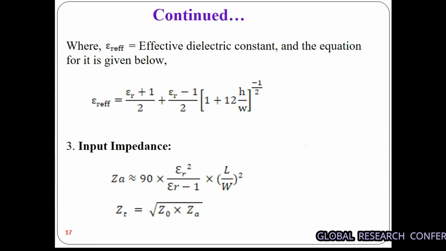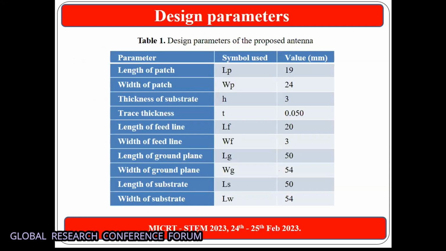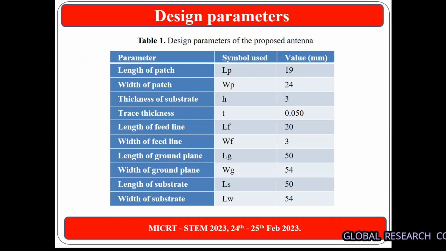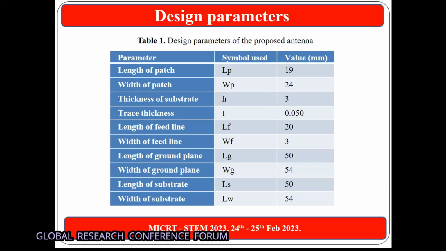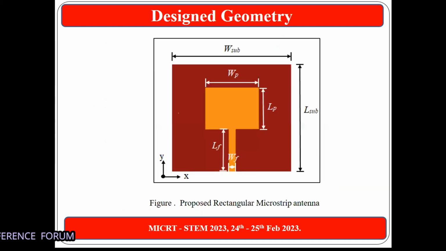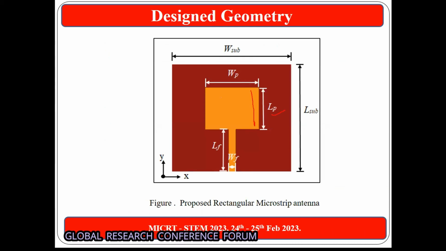Then input impedance is calculated by using the formula of ZA, that is antenna impedance. Then design parameters, length of the patch and width of the patch, I have calculated based on the formulas referred to here. Based on that, I obtained the geometry like this. This is the length of my patch. This side represents length, this side represents width of the antenna.